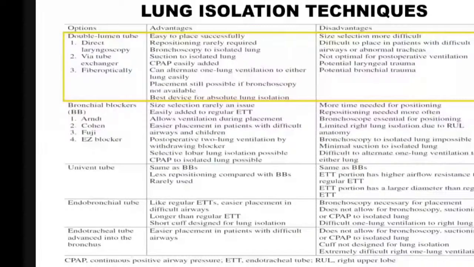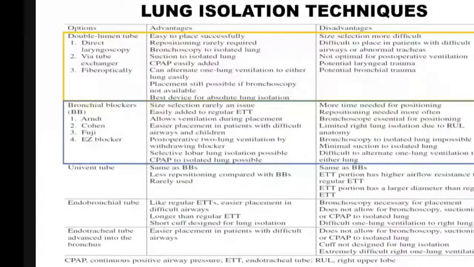So it is the best available device for absolute lung isolation. Next, coming to the various difficult airways and in children, selective lower lung isolation is done with this blocker. However, positioning is required. Also, a bronchoscope is very essential for positioning this bronchial blocker.